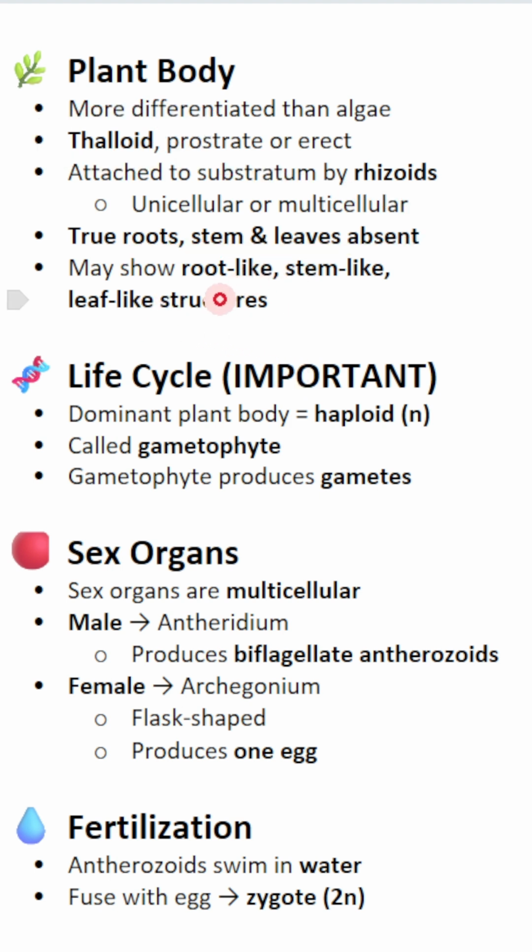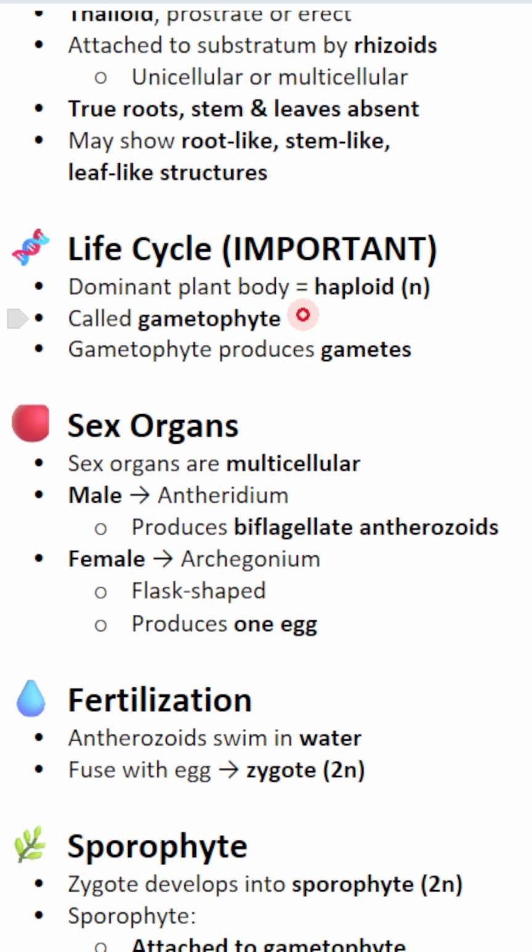They don't have true roots but a root-like structure called rhizoids, a stem-like structure called caulid, and leaf-like structures called phyllids. They look like stem, leaf and roots, but actually they are not true stem and leaves, for which we call them thalloid. Let's move into the life cycle.